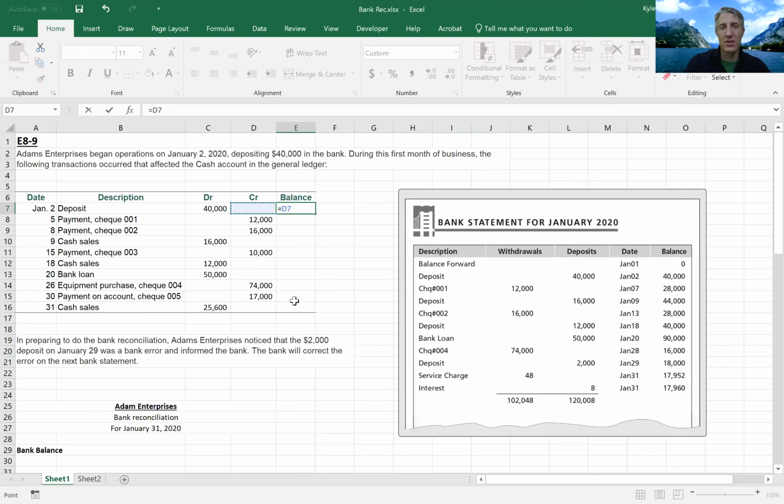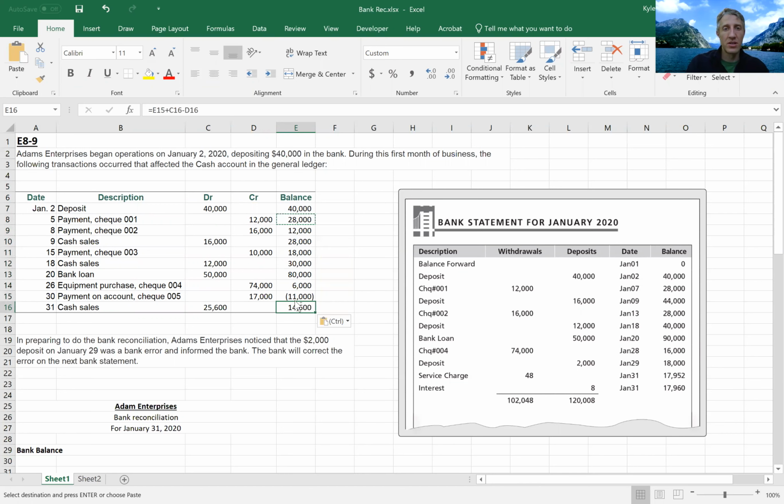daily total of cash. So I know on January 2nd, they deposited 40,000 into the bank. And whenever you deposit cash or whenever cash goes up, that's a debit to cash. And when cash goes down, it's a credit to cash. So I'm just gonna go through and figure out what is my daily total of cash. And as of the 31st, by doing that, I know that they had $14,600. Now this is in the general ledger.